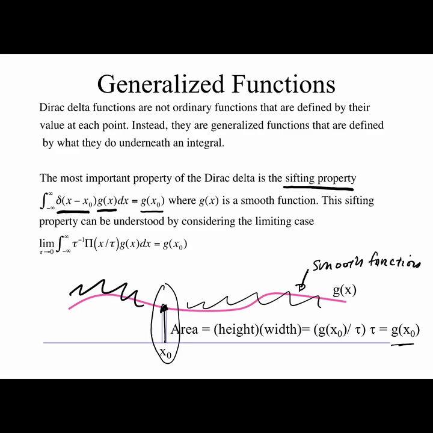Yes, question? Can you only pick out the values at 0? No, this is picking out the value at x sub 0, because the Dirac is at x sub 0. So let's say this is 0. This Dirac delta function is delta of x minus x 0.